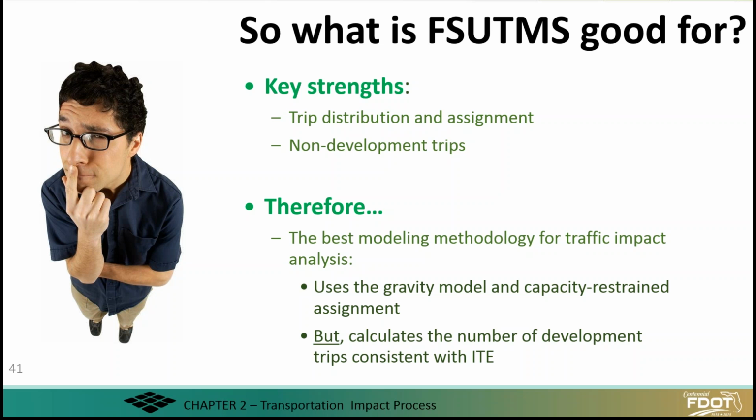The best modeling method for site impact then is a combination of these two techniques, using FSUTMS for trip distribution and assignment, but using ITE methods to develop the number of trips coming from the development.